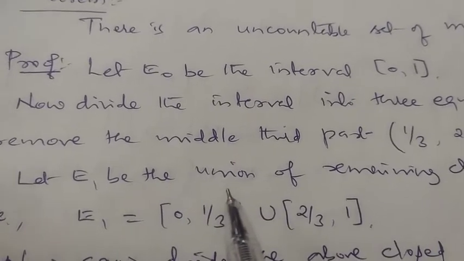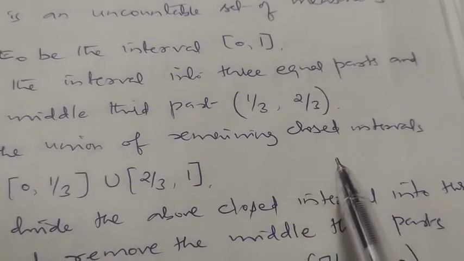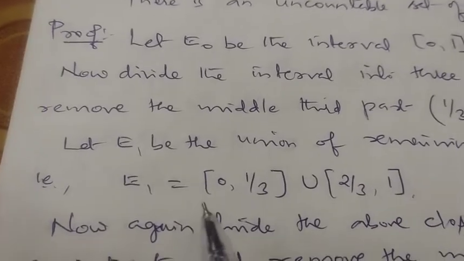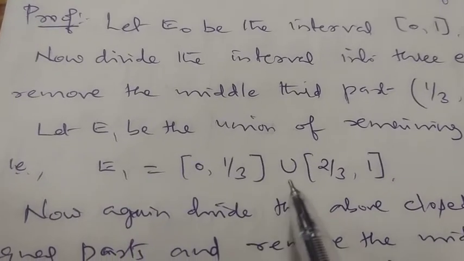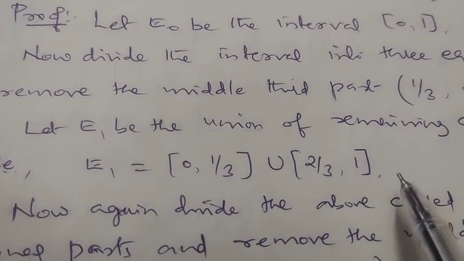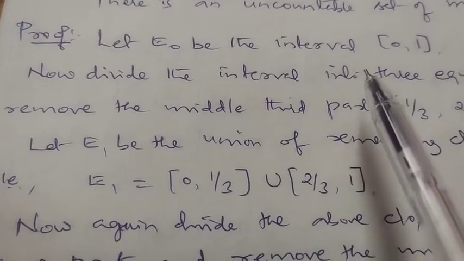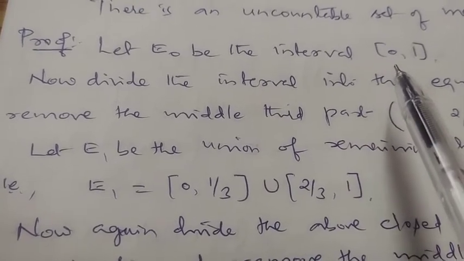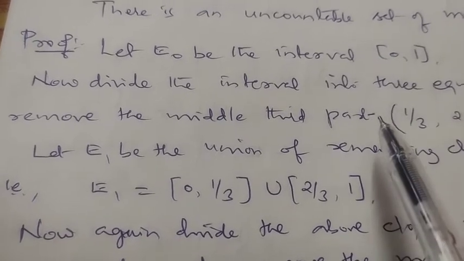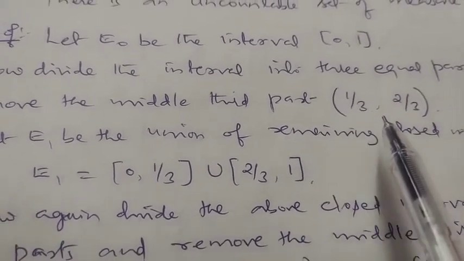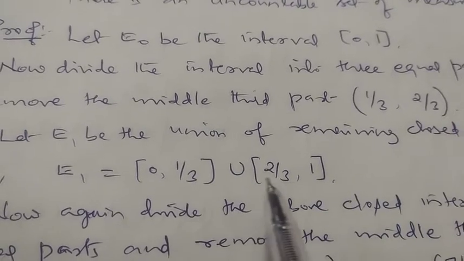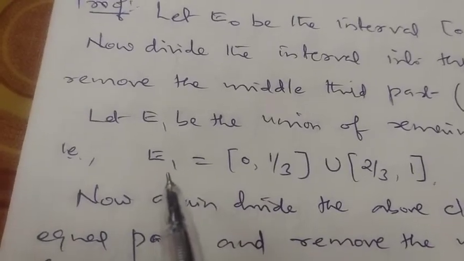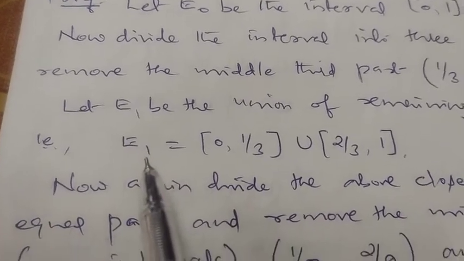Let E1 be the union of the remaining two closed intervals, say [0, 1/3] union [2/3, 1]. Understand this? So in the first step, we divide the interval [0, 1] into 3 equal parts and remove the middle third part (1/3, 2/3), and the remaining two parts we keep as they are and denote that by E1.